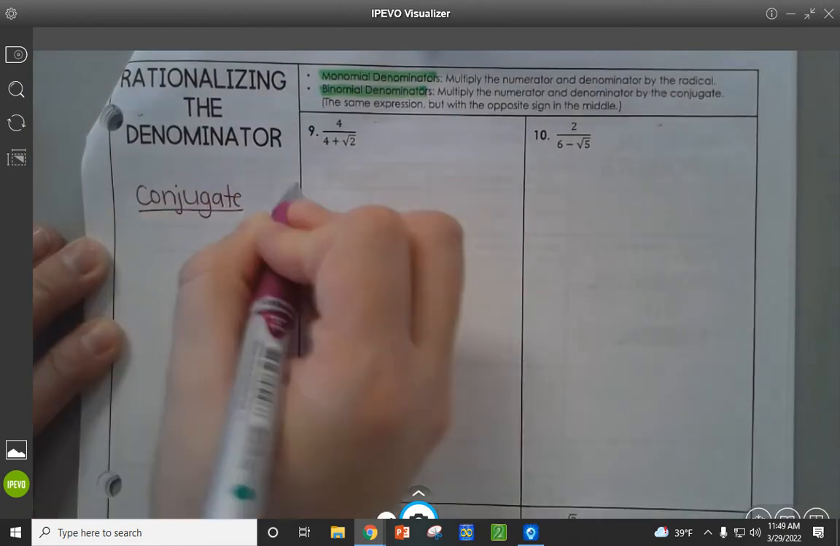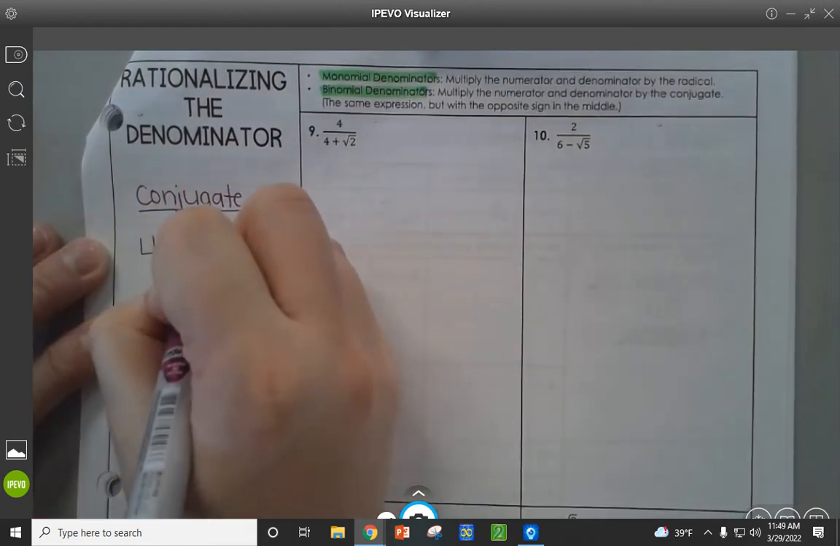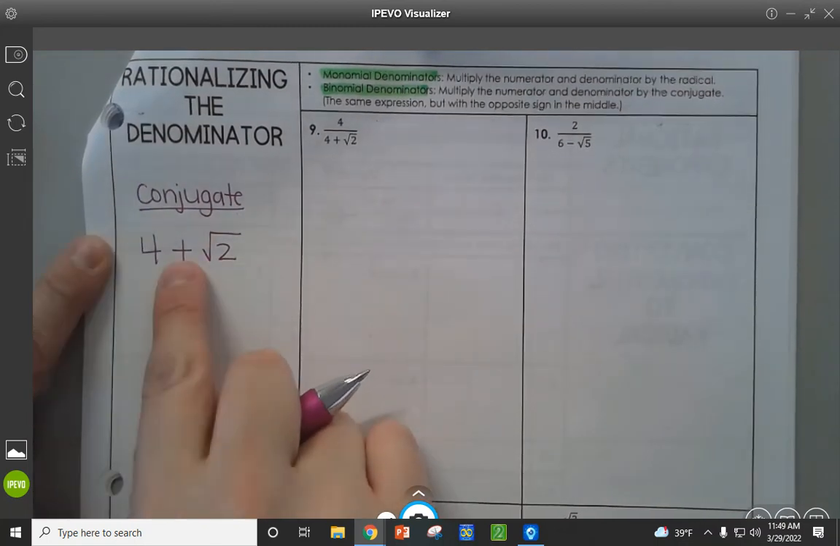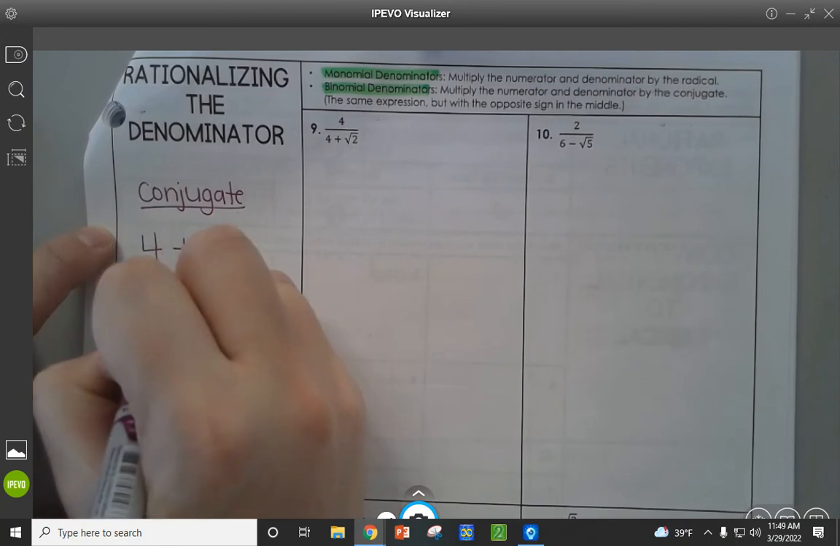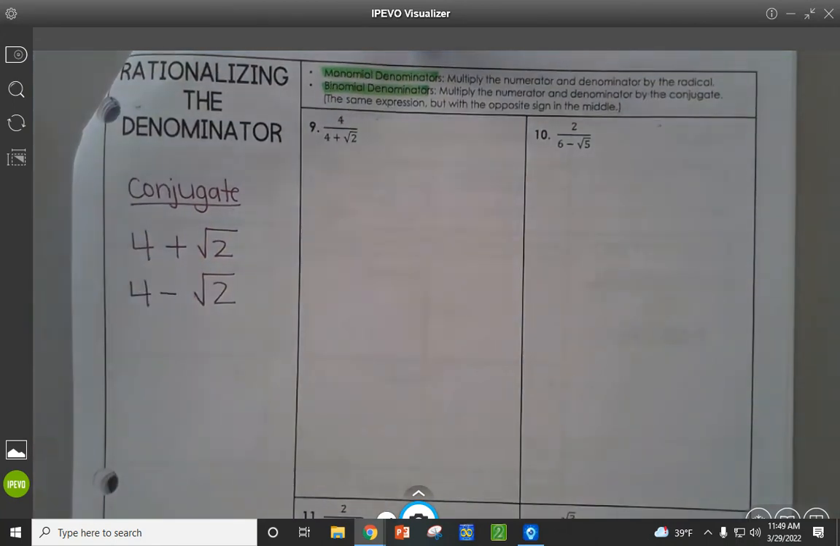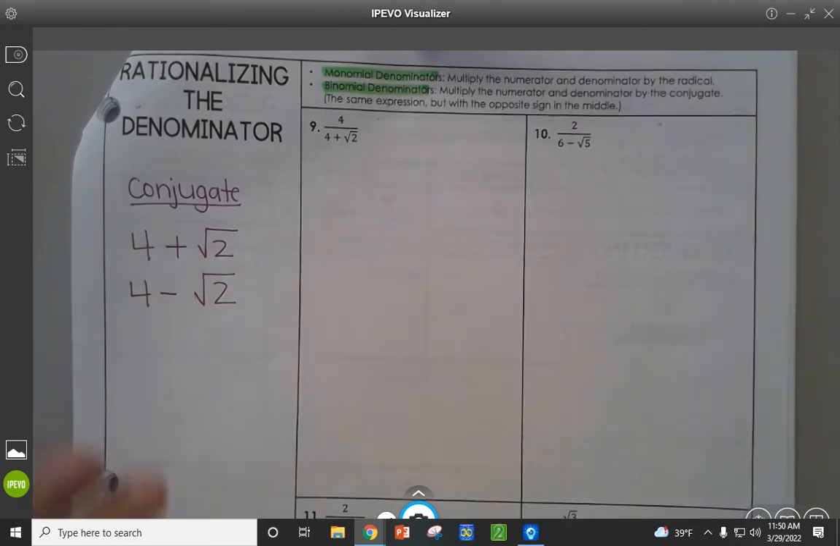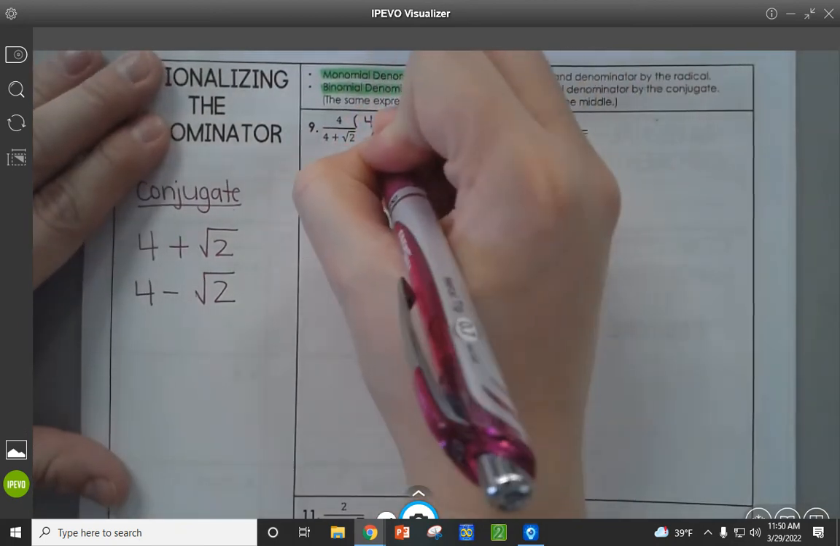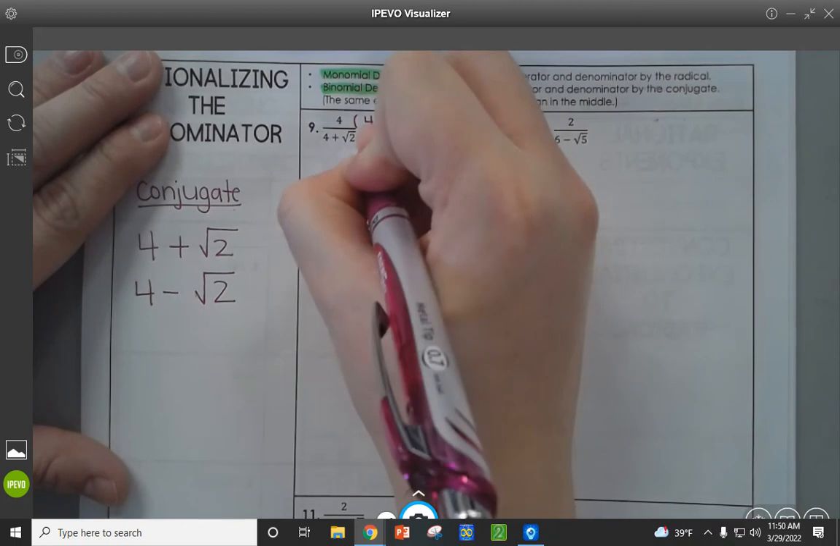And if I'll use number 9, 4 plus square root of 2. The conjugate has the same numbers, but one of them is a minus. 4 minus square root of 2. It works out a lot like difference of squares. It's kind of the same concept. This will help eliminate the square roots, doing it this way. So we're going to multiply the top and the bottom on number 9 by 4 minus the square root of 2.